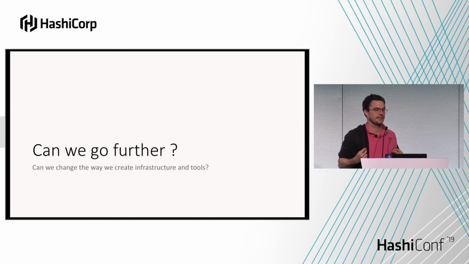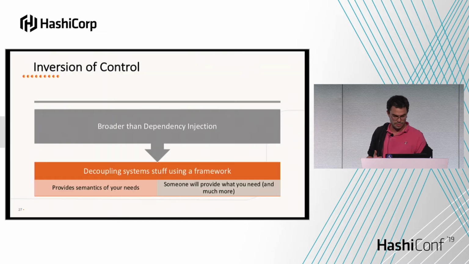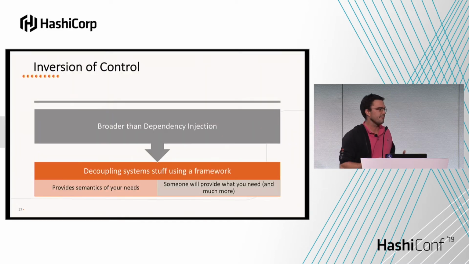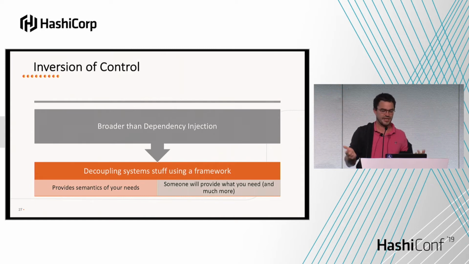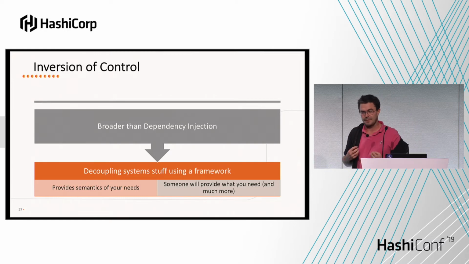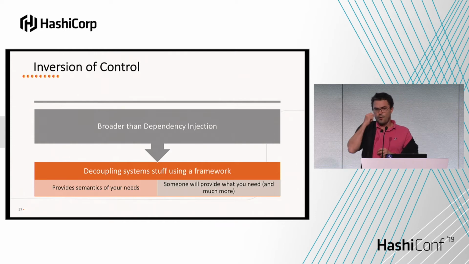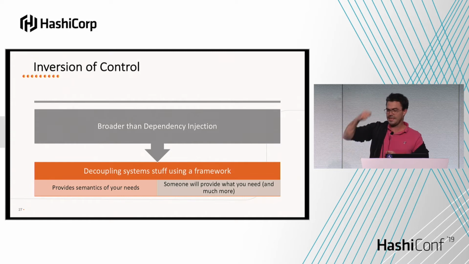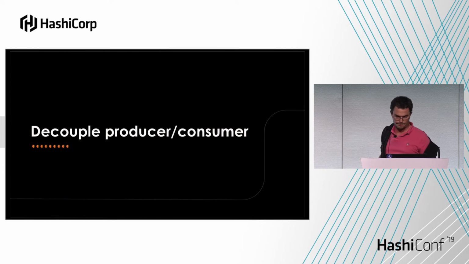So can we go further than that? Yeah, of course. So what is inversion of control? For those who did some Java Spring stuff a long time ago, they remember, inversion of control must be something like that, but it's not dependency injection. It's broader than that. It's about decoupling systems using a framework. This framework is going to be Consul. So the idea is services will provide some semantics of what they need, and someone else will take care of it. So it's really about decoupling producer and consumer.